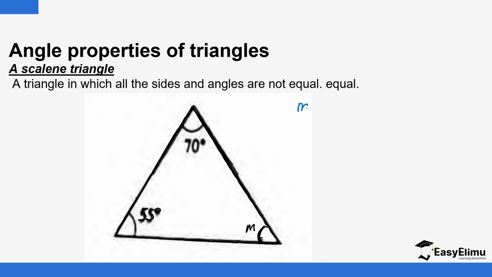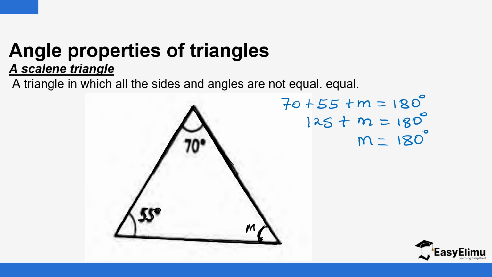So for us to find M, let me write it this way. 70 degrees plus 55 degrees plus M should be 180 degrees. So if you add this plus this, it should be 125 plus M should be 180 degrees. So 125 can move to the other side. So M should be equal to 180 degrees minus 125 degrees. So what do you get? So that is going to be 55 degrees.